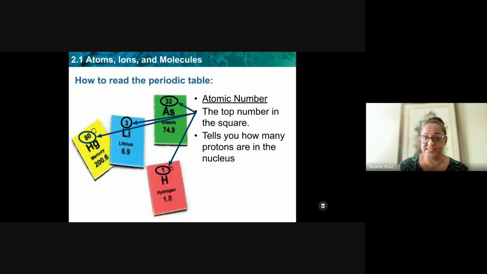How to read the periodic table. This is important. You guys are going to be doing this in a worksheet this week. So within those little squares, there's a lot of different information. There's a number found at the top that is called the atomic number. And the atomic number tells you how many protons are in the nucleus.